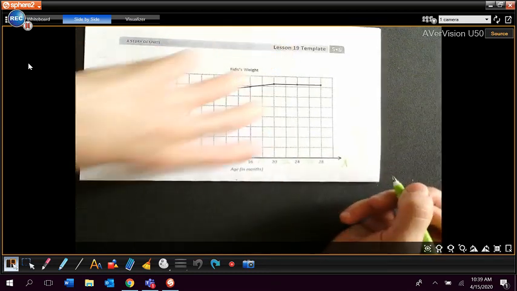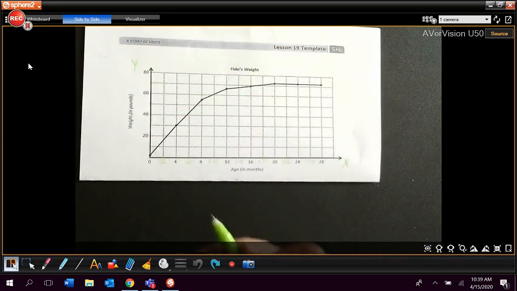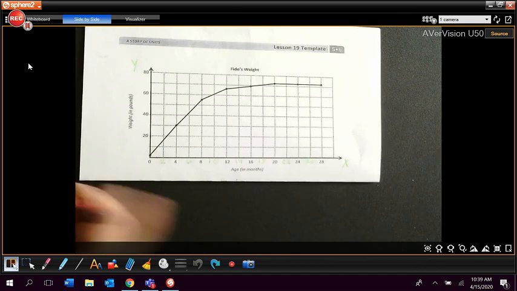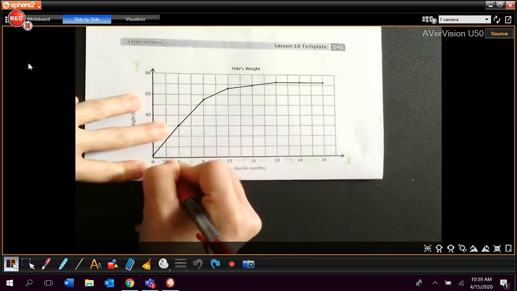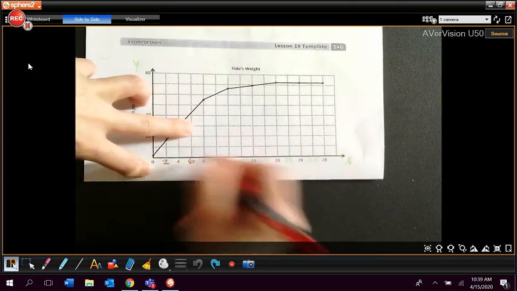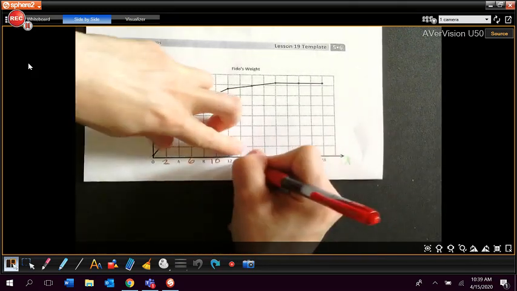Again, if you do have this, please make sure you're following along. And you know what? I'm going to change my pen because you can barely see it. Let me see if this one is better. Yes, this one is better. I apologize for that.